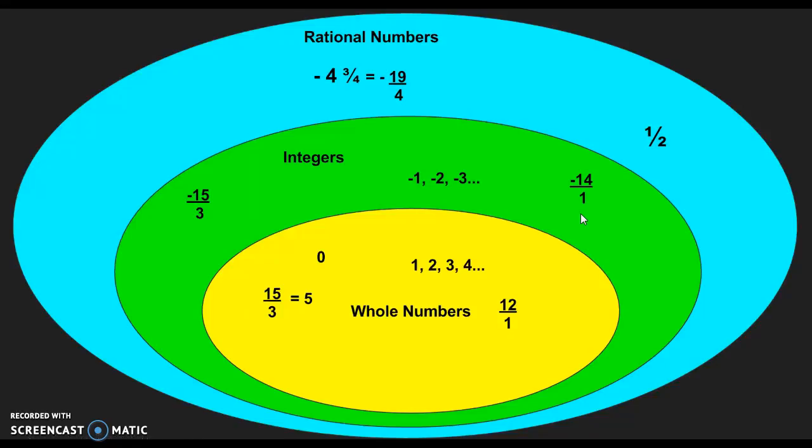Decimals are also considered part of this group. The decimal 63/100ths is considered a rational number because it can be written in a fraction form a over b, where a and b are both integers and the denominator is not equal to 0.